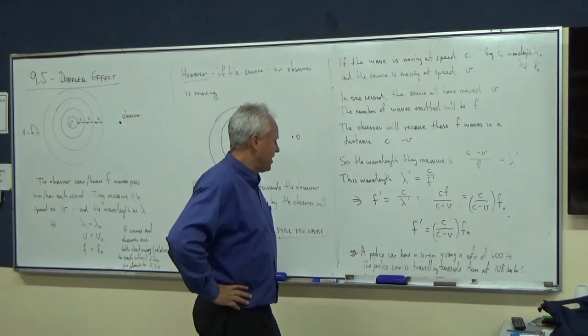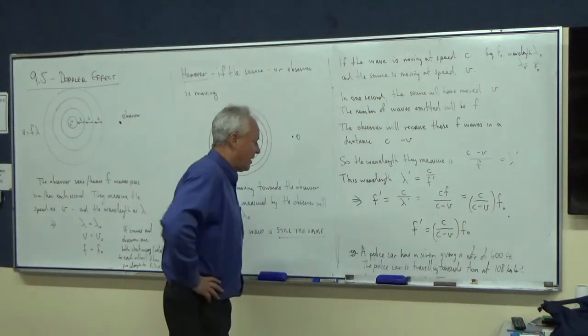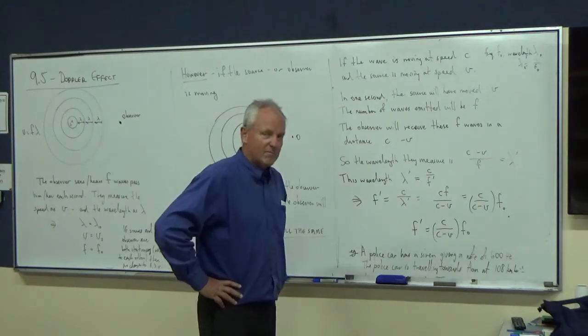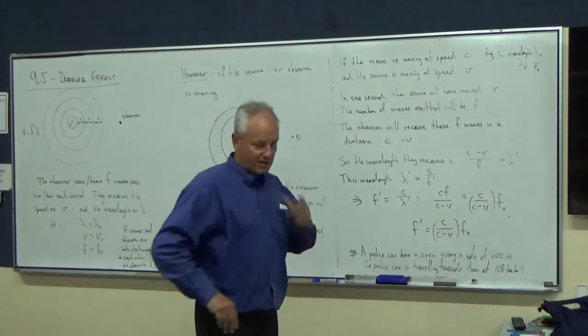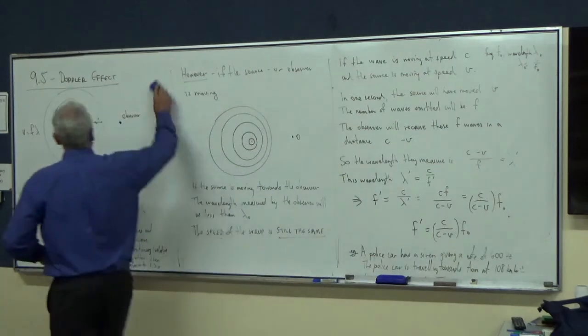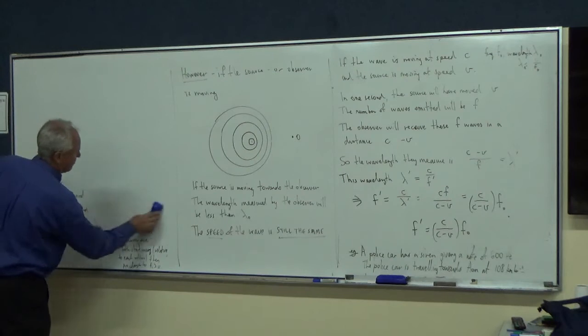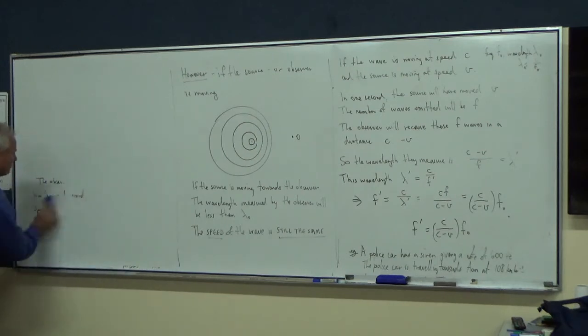For example, a police car has a siren giving a note of 600 hertz. A police car is travelling towards Om. I'm not sure what Om has done wrong, but there's a police car travelling towards her at 108 kilometres per hour. Well, first of all, we need to know the speed of sound. Let's say 340 metres per second for the speed of sound.